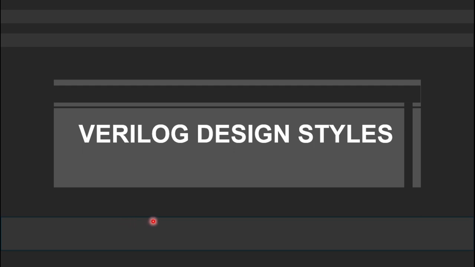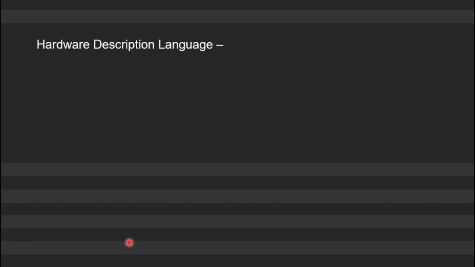So let's start with Verilog HDL. But before going into Verilog, we should know why we are using HDL and what is HDL. That is a hardware description language. A hardware description language is a programming language which is used to model, to design, and to simulate digital circuits.